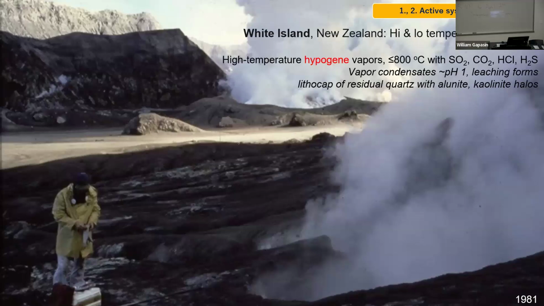So here we are at those low temperature fumaroles. High temperature, vapor condensates form pH of roughly about 1. They leach the rock, and they also leave halos of alkali at higher pH.